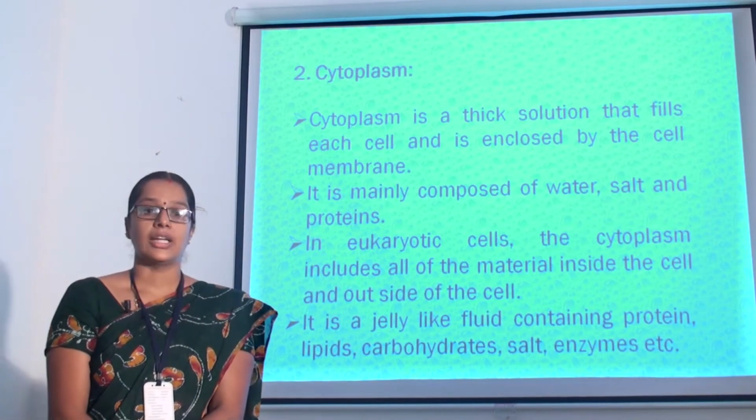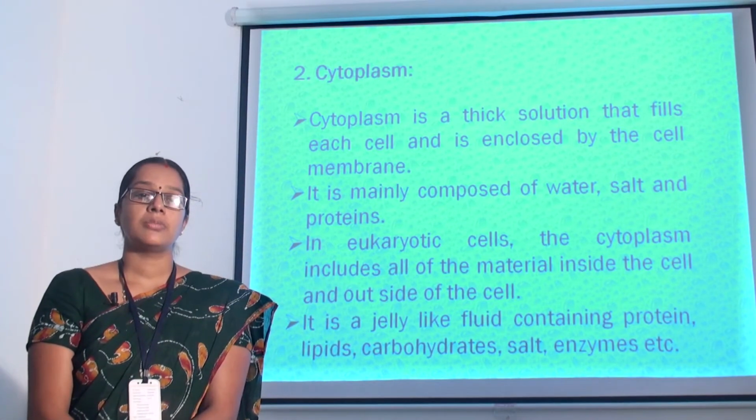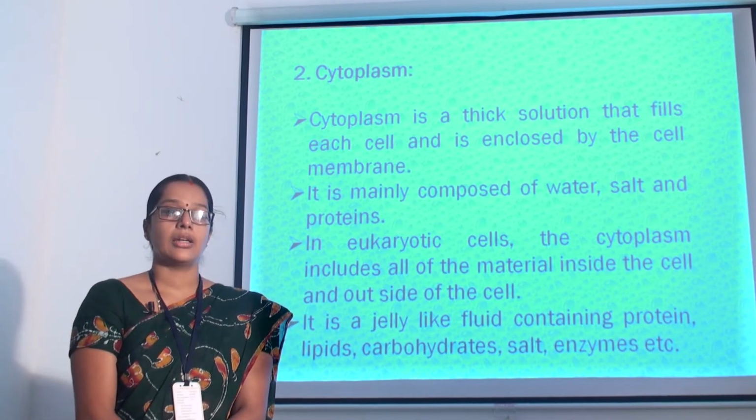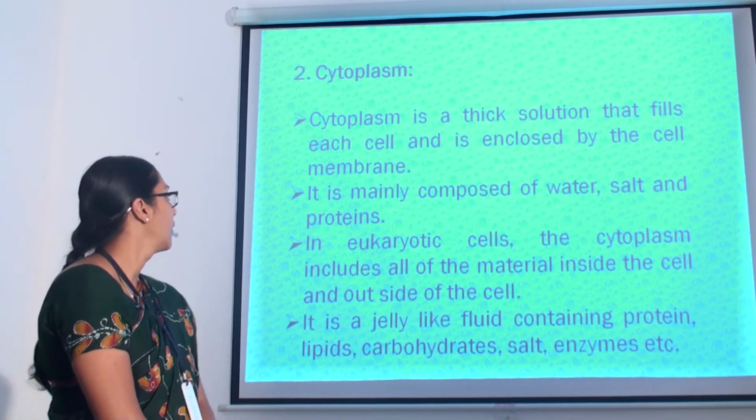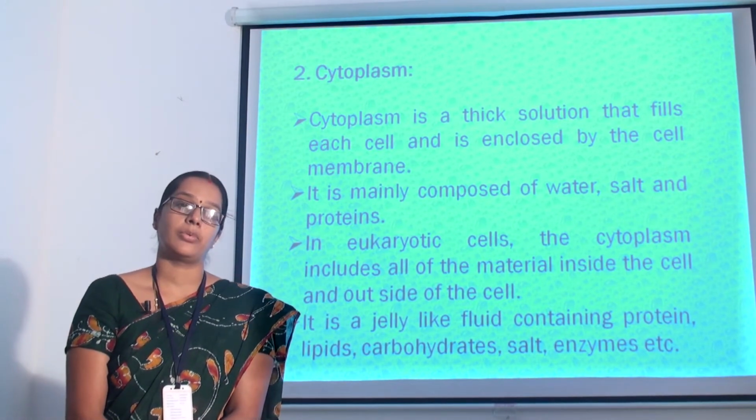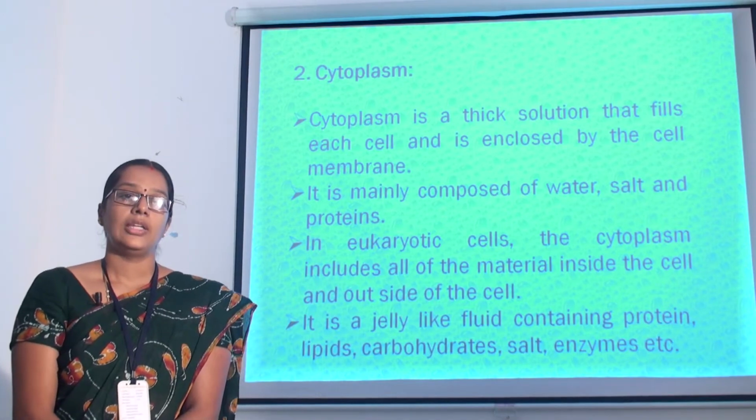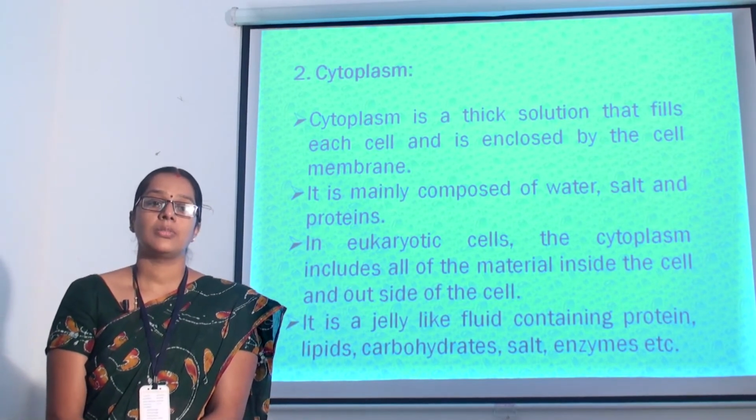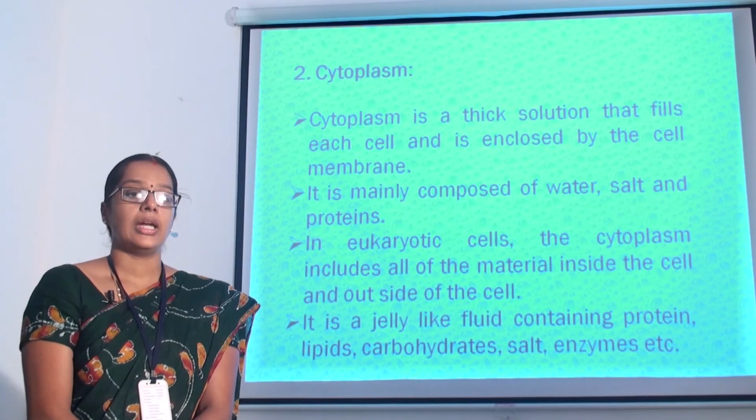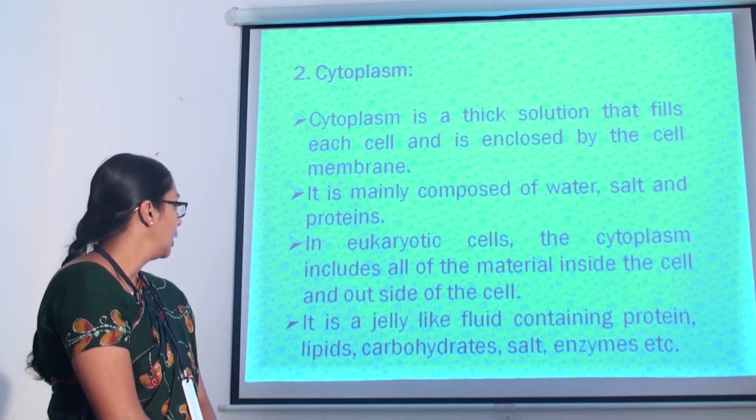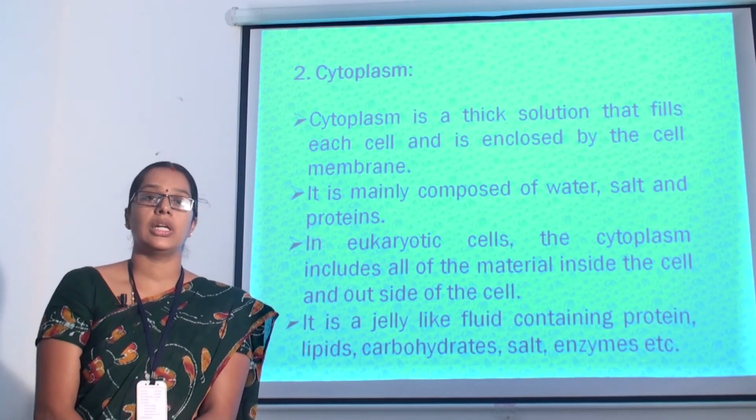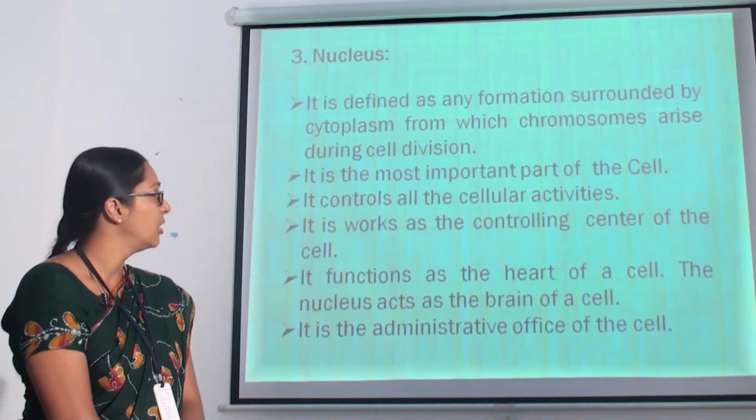Next one is the cytoplasm. Cytoplasm is a thick solution that fills each cell and is enclosed by the cell membrane. It is mainly composed of water, salt and proteins. In eukaryotic cells, the cytoplasm includes all of the material inside the cell and outside of the nucleus. It is a jelly-like fluid containing proteins, lipids, carbohydrates, enzymes and salts.